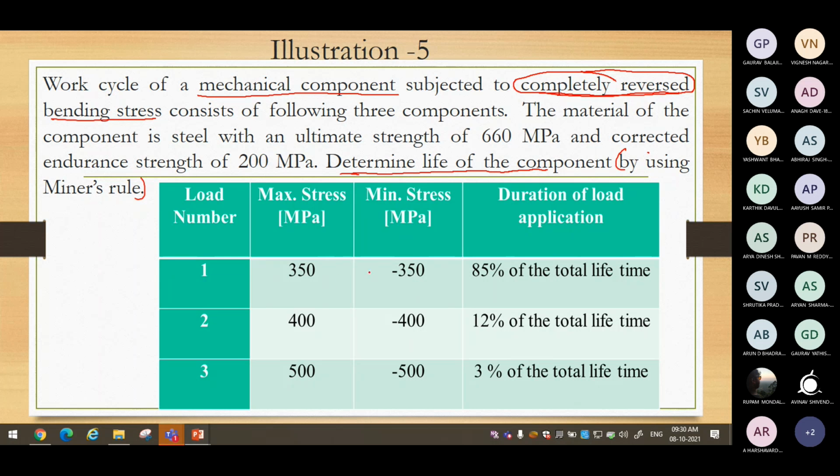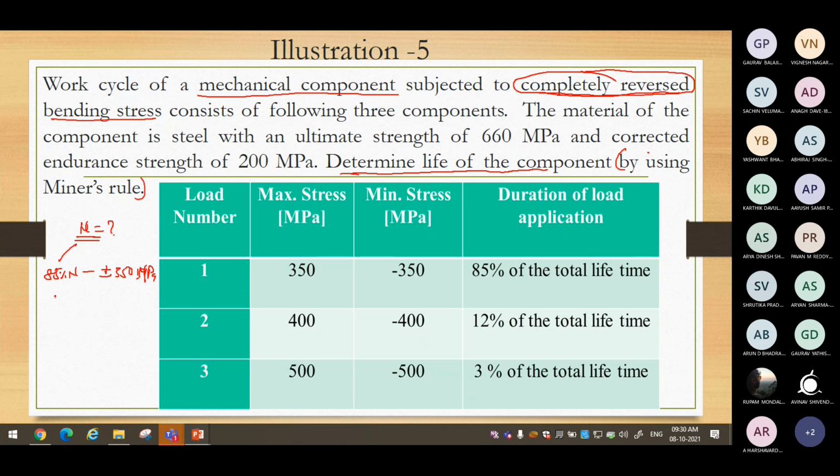Plus or minus 350 MPa for 85% of the total life of the component. So the component has some life N. This is what we have to determine. And on this component, out of this N, for 85% of the total life, you are applying a load of plus or minus 350, a stress of 350 MPa, Newton per mm square. Okay.